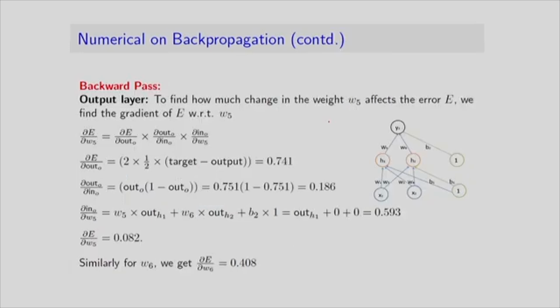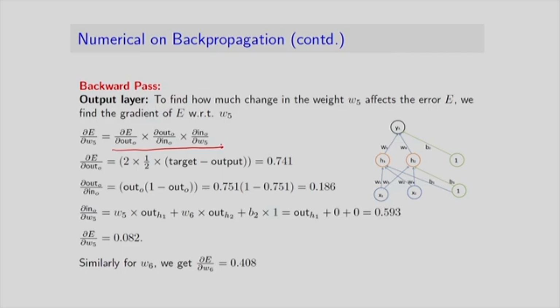So now let us consider the backward pass. Corresponding to the output layer, I have to find how much change in the weight W5 affects the error E. That is why we are considering the gradient of E with respect to W5. E is the error function, that is the cost function. By considering the chain rule, I can get this expression.